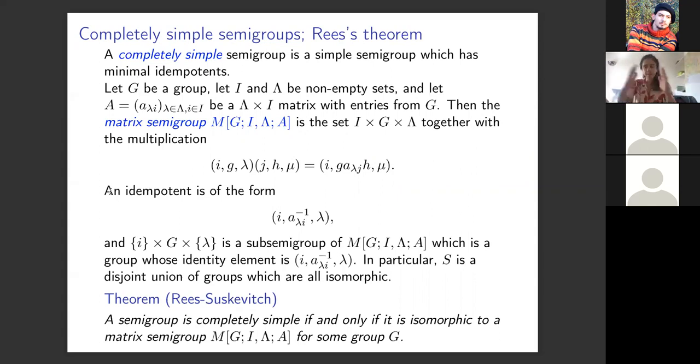You can think of a rectangle, one side indexed by lambda, the other side indexed by I, and you split it up into squares, and your semigroup is the union of all those squares. All of those squares are groups. The elements of the semigroup are triples in the set I cross G cross lambda.